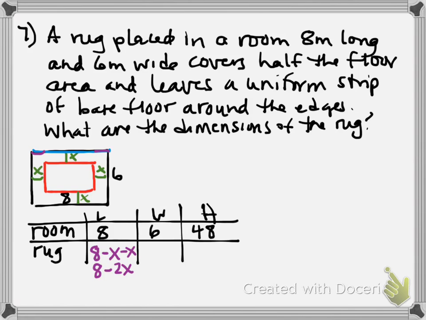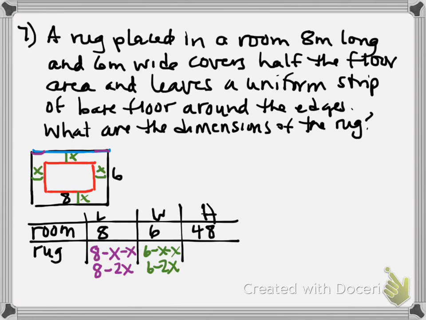Okay, now that we've got that down, what do you think it's going to be for the width? 6 minus 2x. Yeah, the width is going to be 6 minus the 2x. So it's 6 minus the x, which is 6 minus 2x. Okay? Now, we go back to the problem.